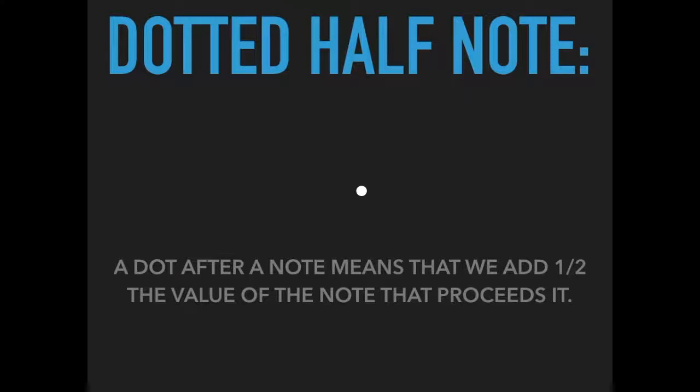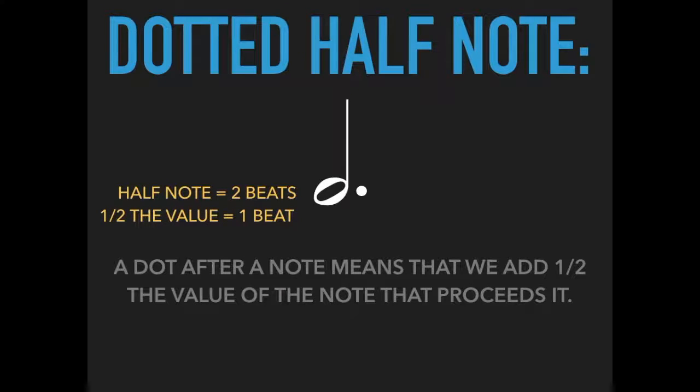Let's try this now with another example. Let's come back to our dotted half note. We know that a half note is worth 2 beats. And we know the dot means we add half the value of that. Half the value of 2 beats equals 1 beat. So we add 2 plus 1, and then we come up with the answer 3.